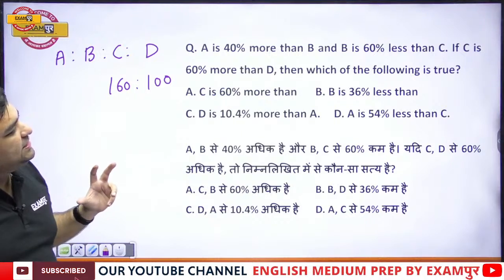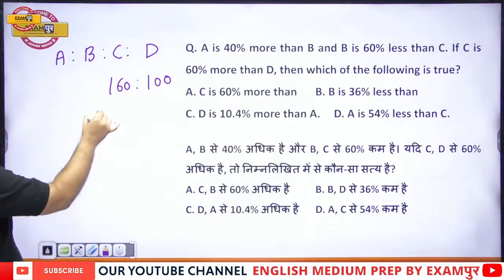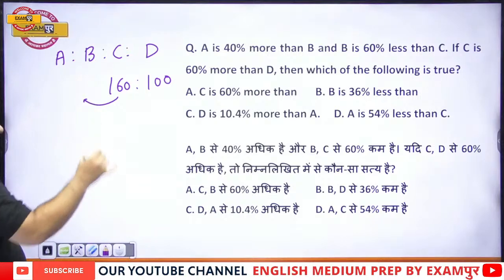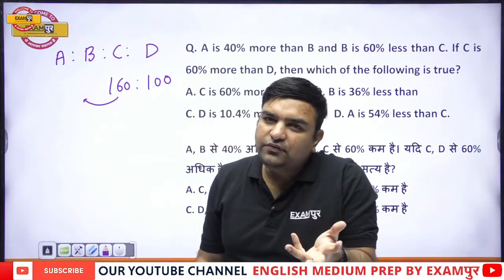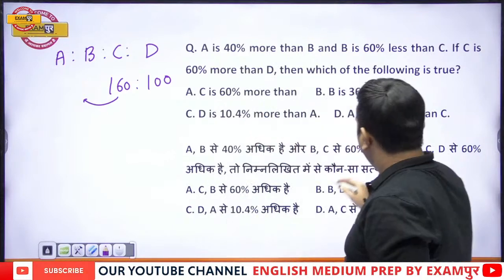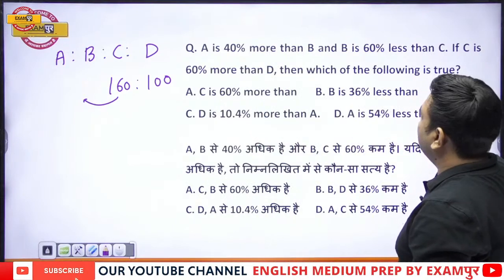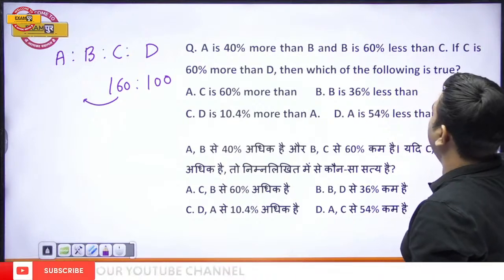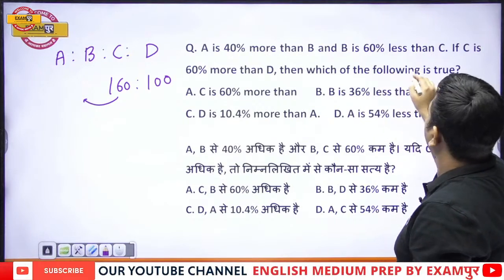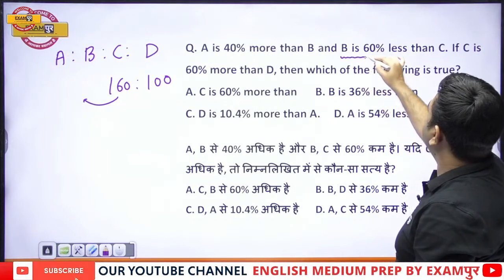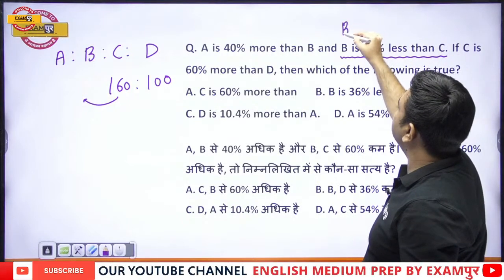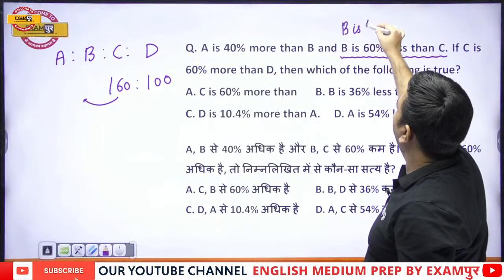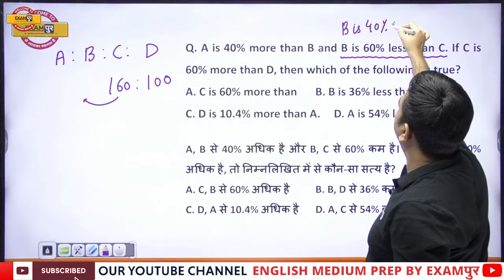B is 60% less than C. Guys, if something is 60% less, can I say it is 40%? The statement says B is 60% less than C. Can I interpret this statement as B is 40% of C?